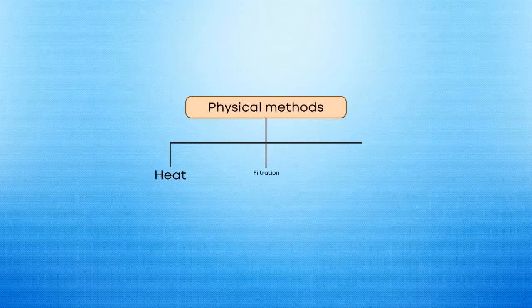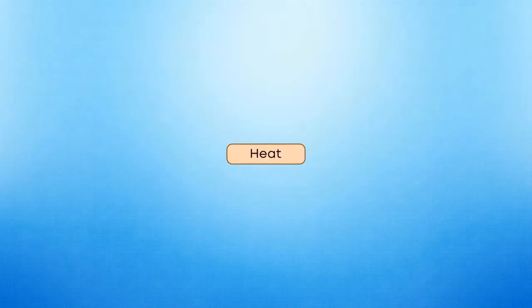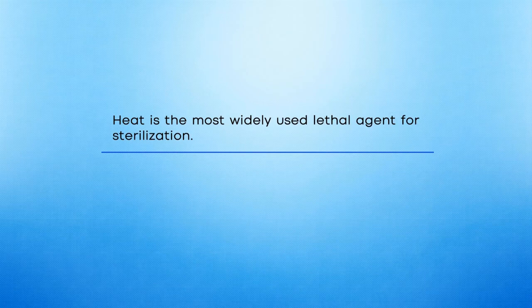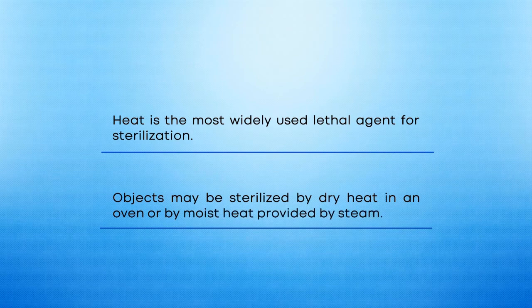First, we'll see the use of physical methods in microbial control. The most commonly employed physical agents are heat, filtration, and radiation. So, heat. Heat is the most widely used lethal agent for sterilization. Objects may be sterilized by dry heat in an oven or by moist heat, which is provided by steam.